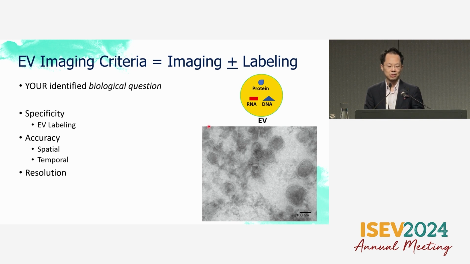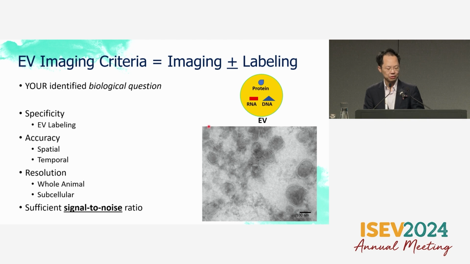And can it yield the resolution that you want? Do you need whole animal resolution, or do you need super resolution such that you can observe them subcellularly? Does it provide sufficient signal-to-noise ratio? These are the things that you really have to think about. If you're still with me, and if you can answer all these questions when you're planning your experiment, you're on the right track. Okay, don't pursue just pretty images, because seriously, it's very, very misleading.